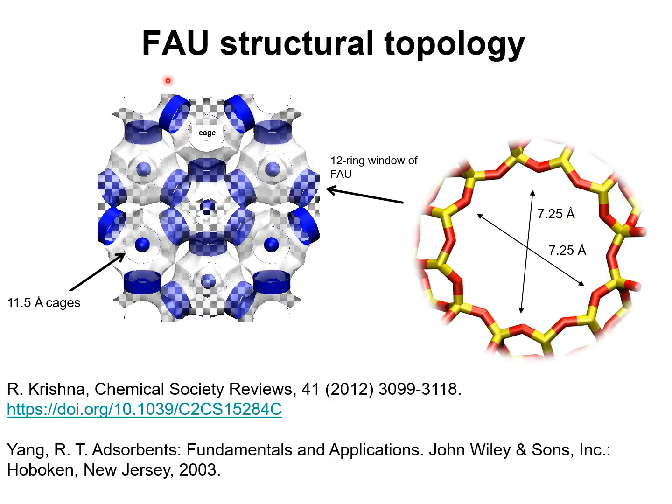Let's have a look at the structural topology of our zeolites. These consist of cages of approximately 11.5 angstrom. Each cage is separated from adjacent cages by 12 ring windows that have apertures which are approximately 7.2 angstrom.